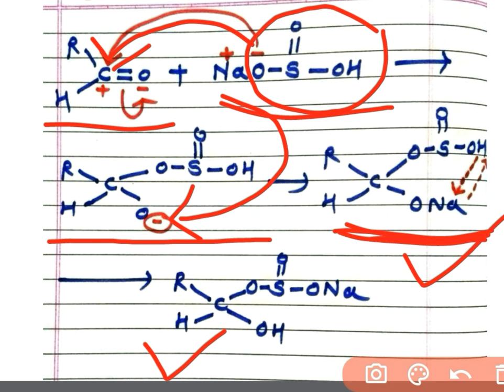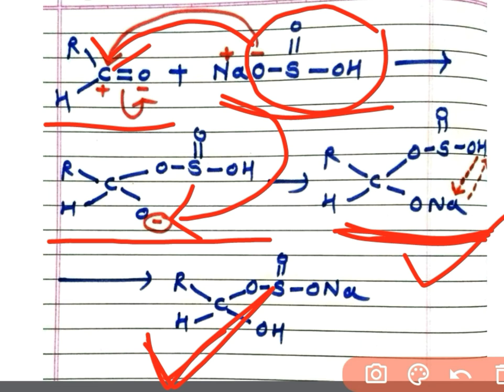So what happens here? A proton transfer step takes place. This H comes in place of sodium and sodium goes to the place of hydrogen and gives this type of product. So this is the actual mechanism of how NaHSO3 is added across the aldehyde. The mechanism is not important from your exam point of view because it is not given in your textbook. Just remember a short trick to write the final product. I am explaining the mechanism just for your detailed information.